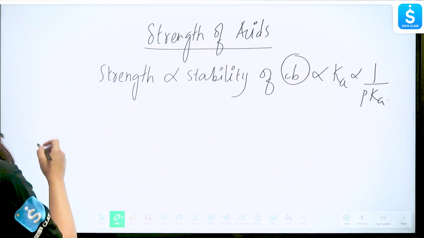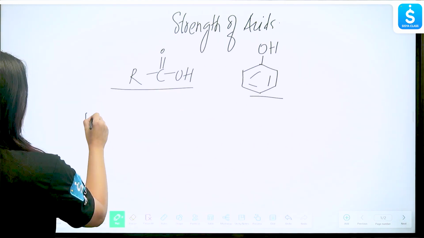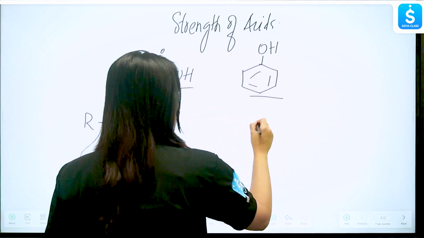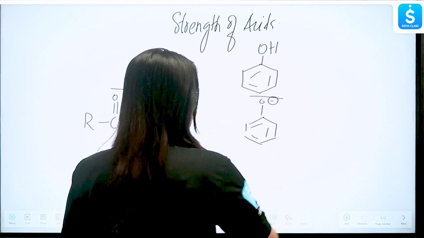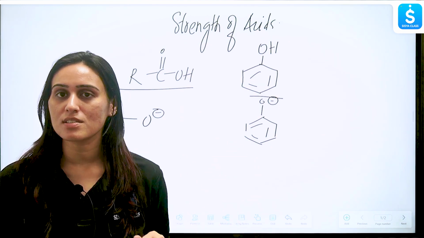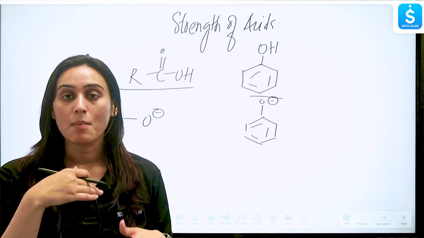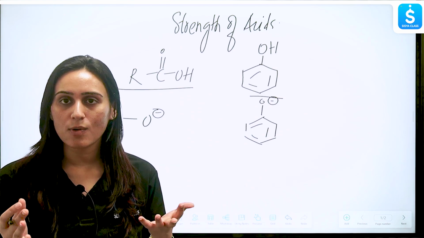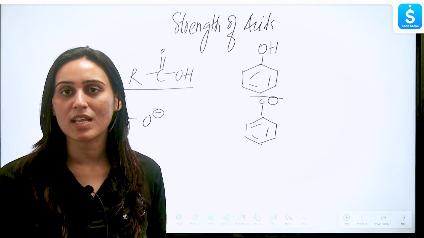In the first case, this will be the conjugate base you will form after the removal of the proton. And in this scenario, this will be the conjugate base. Now, in both of these cases, I hope you can understand that resonance is possible. So the resonance will stabilize both species. Yes, it will. But which one will be stabilized to a greater extent? That was our question. In the first scenario, you will find equivalent resonating structures.